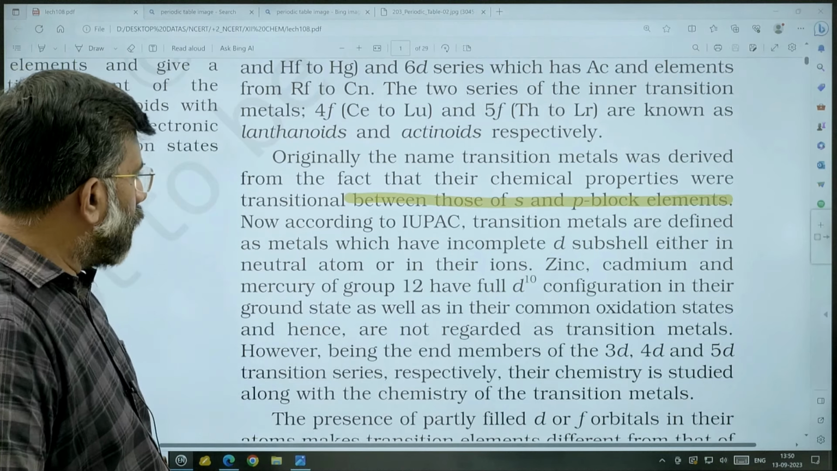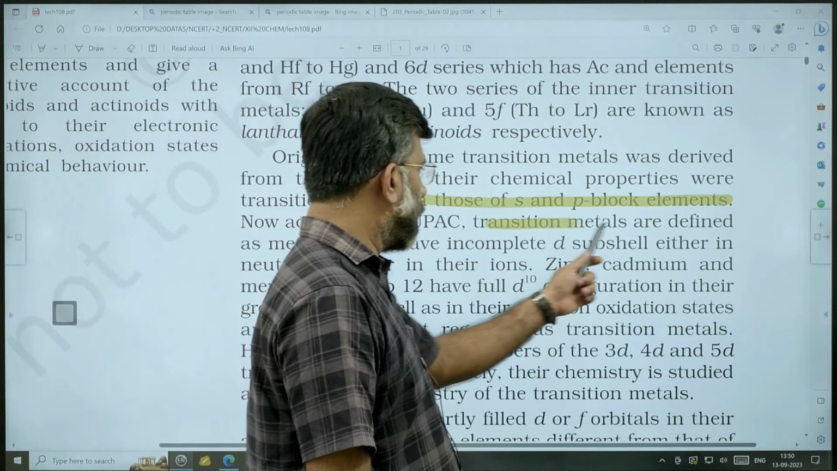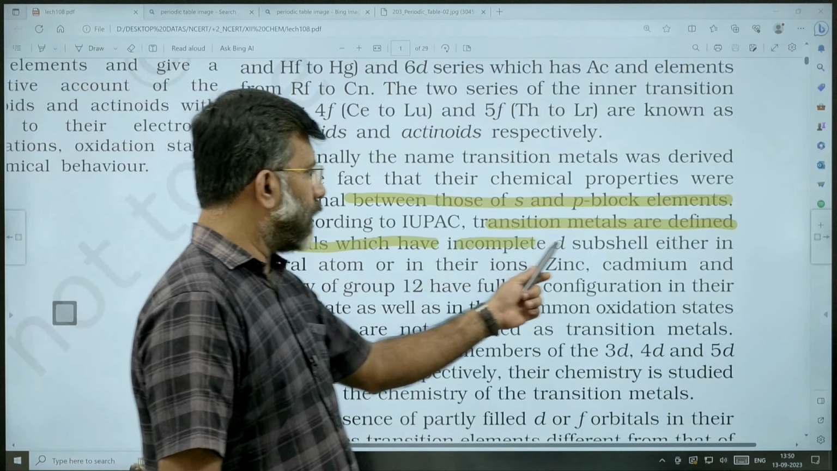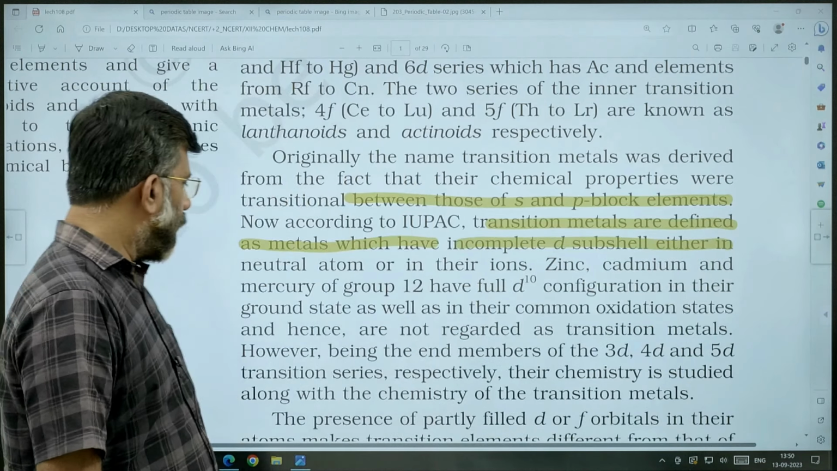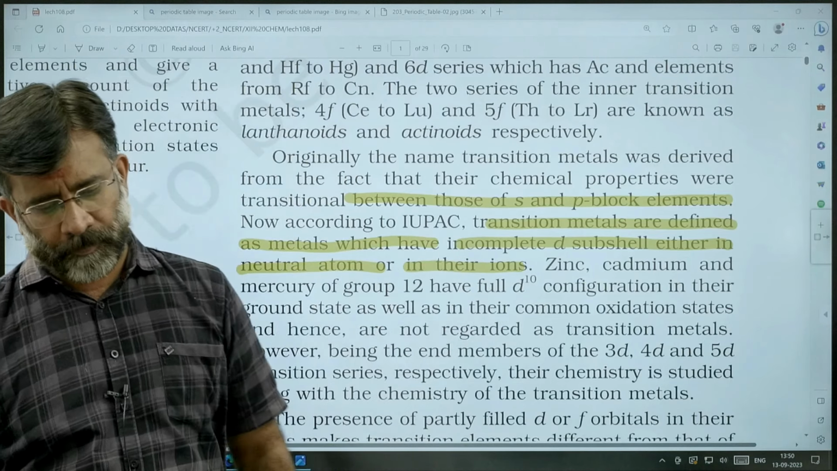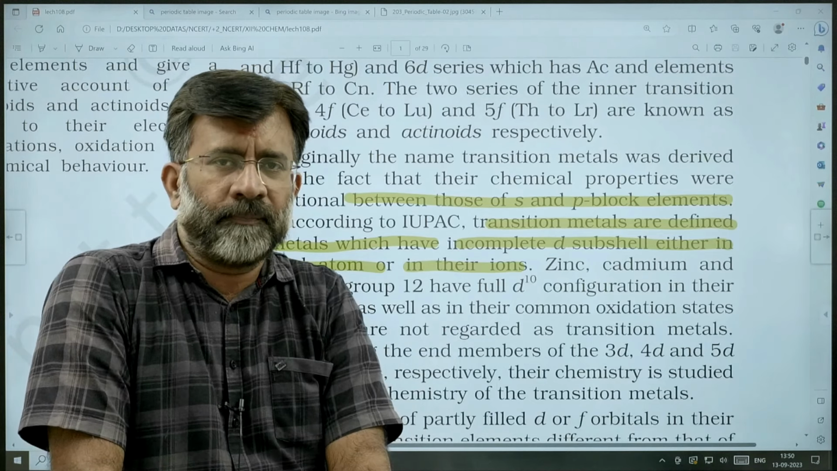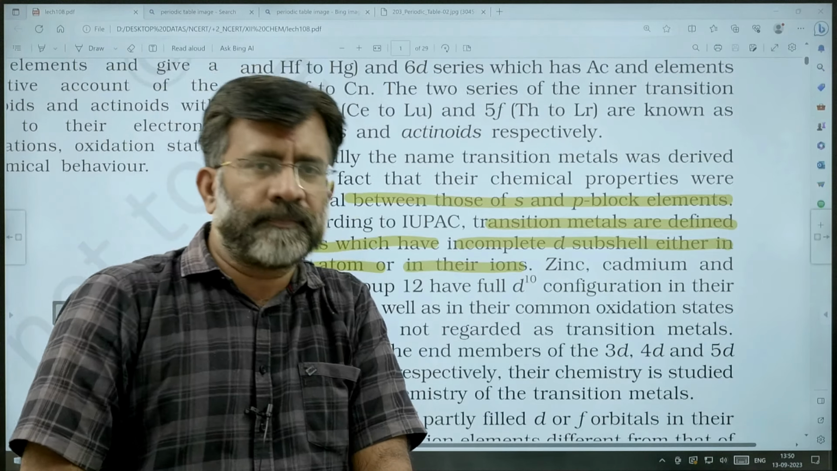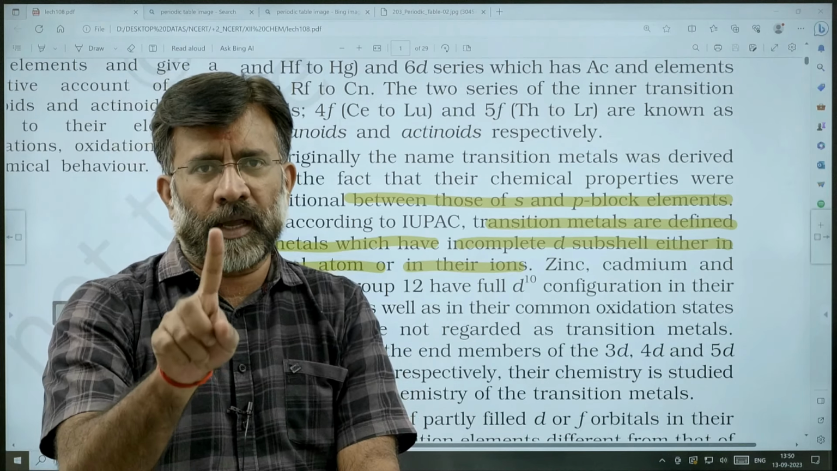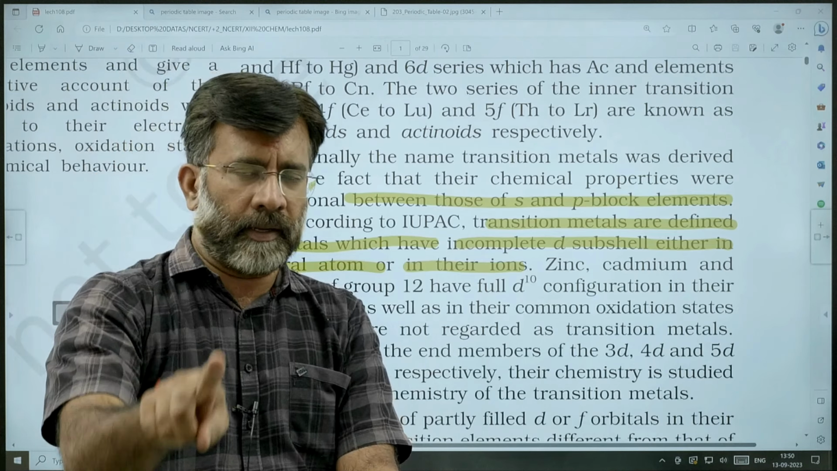But now, according to IUPAC, transition metals are defined as metals which have an incomplete d subshell either in the neutral atom or in their ions. So what is a transition metal according to the IUPAC definition? Either in the neutral state or in the ion, meaning in the compound form, they should have unpaired electrons, incomplete electrons in d orbital.